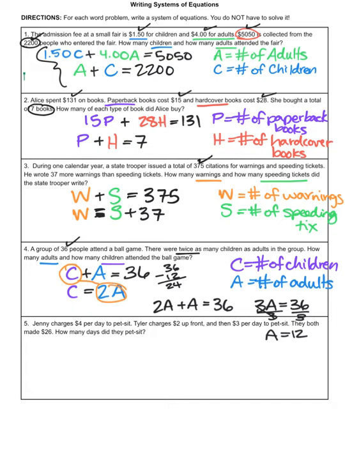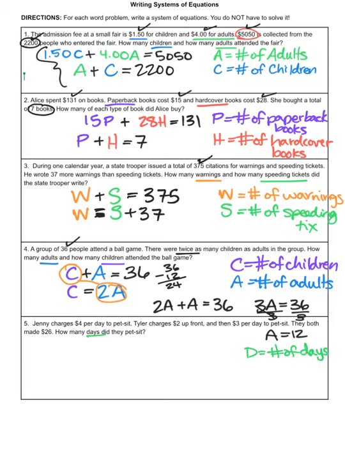Our last example of the day is slightly different, and you'll see why in just a second. Jenny charges $4 per day to pet sit. Tyler charges $2 up front and then $3 per day to pet sit. They both made $26. How many days did they pet sit? So the way this is different should be evident right here at the end. It only asks how many days did they pet sit. That means I only need one variable, and my one variable is going to be days. So I'm going to say D equals the number of days.